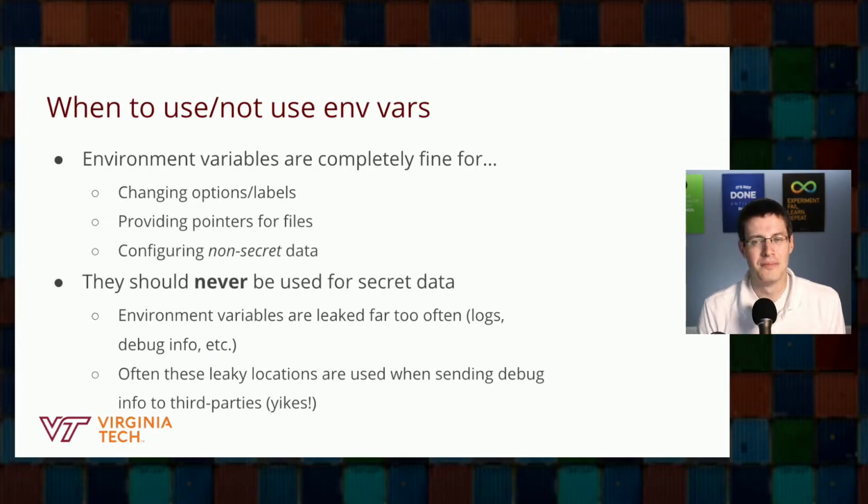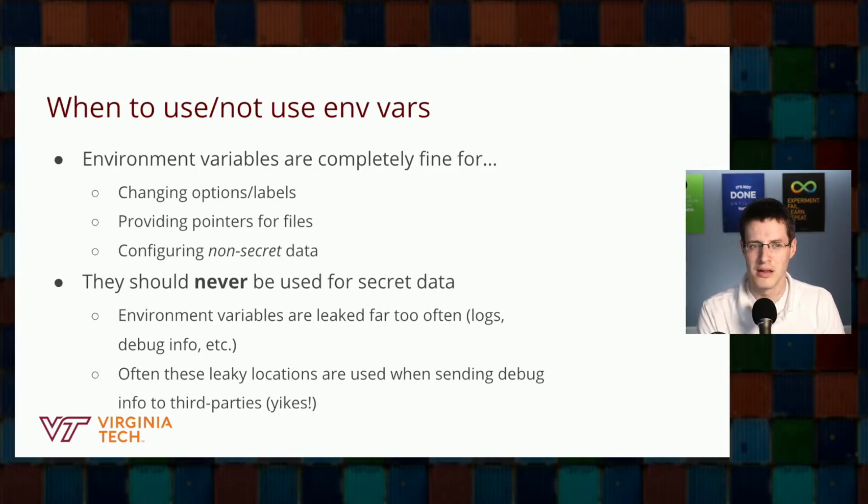Okay. So, important things to think about: when to use or not use environment variables. Environment variables are completely fine for changing options or feature flags or anything of that sort, or providing pointers for files. We'll see examples of that in a minute. Really, configuring any non-secret data. They should never be used for any secret data, and the reason why is because environment variables are just leaked far too often.